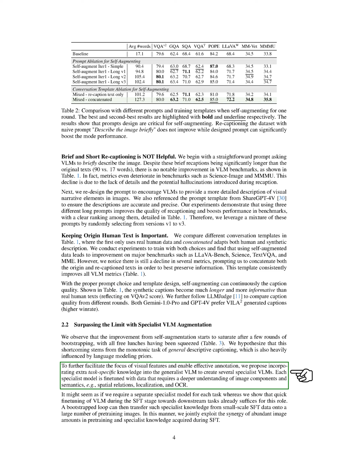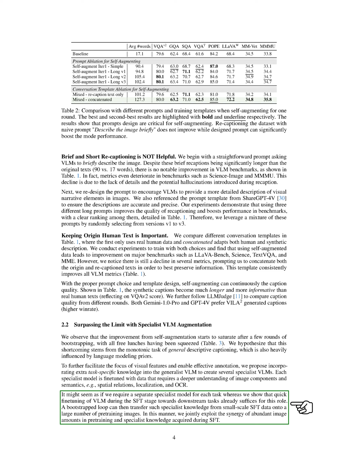To address this, we proposed adding extra task-specific knowledge to the generalist VLM, creating several specialist VLMs. Each specialist model is fine-tuned with data that requires a deeper understanding of image components and semantics, such as spatial relations, localization, and optical character recognition, OCR. It might seem that we need a separate specialist model for each task, but we demonstrated that quick fine-tuning of the VLM during the supervised fine-tuning, SFT, stage is sufficient.